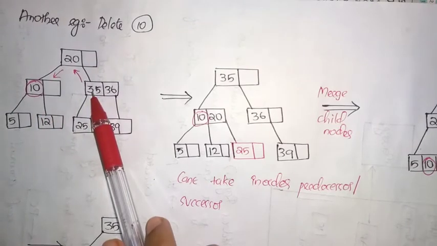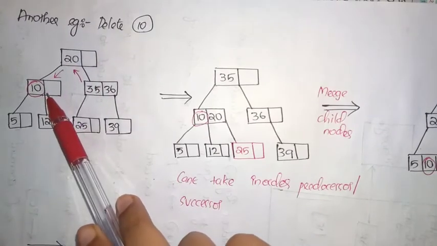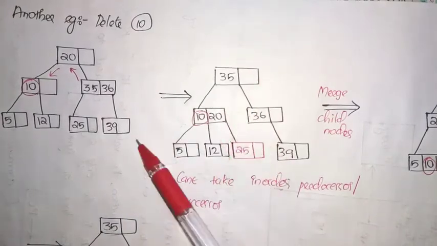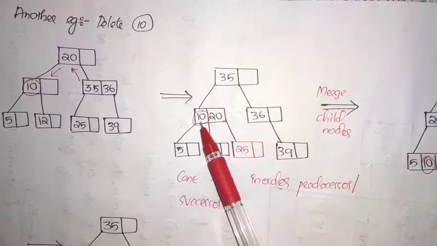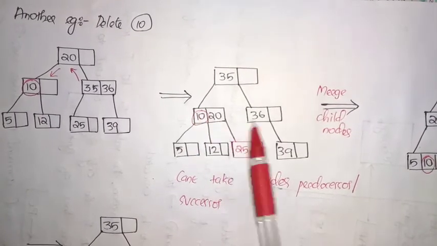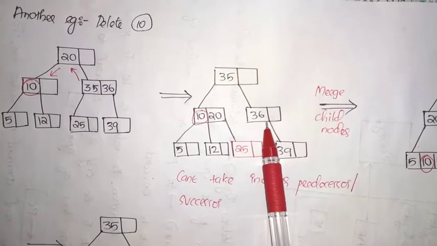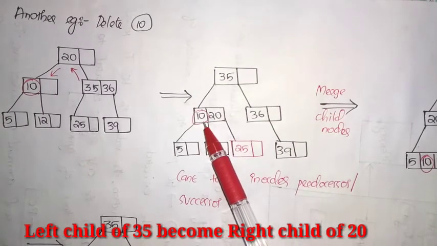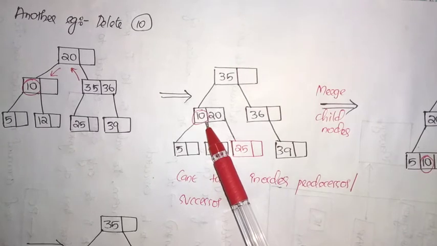So here what will take place? This 20 will come downwards and 35 will go upwards. So the tree will be like this: 35 goes upward and 20 comes downward. So the tree will be 10, 20 in this particular node and 36 only in this particular node. Now we have to delete this key 10. Now the condition of the deletion becomes case 2, that is deletion of a key from an internal node.